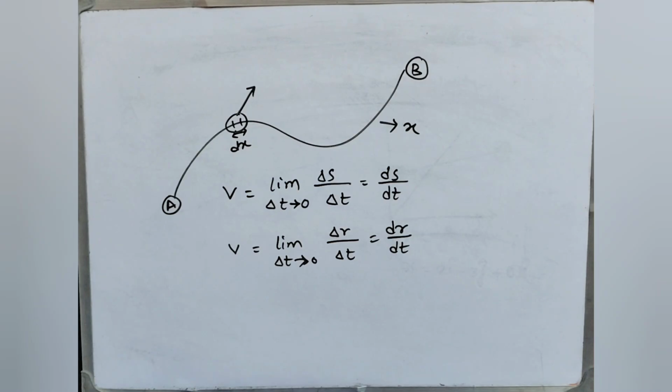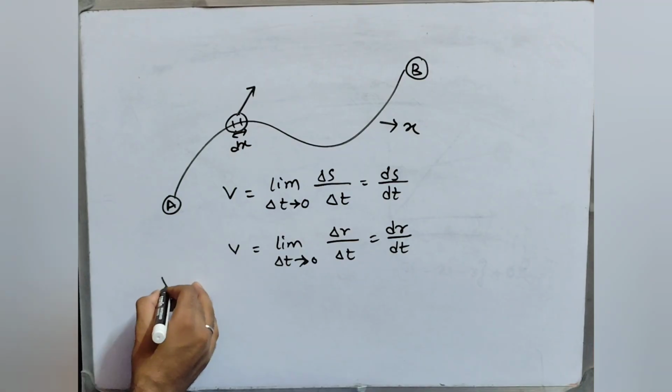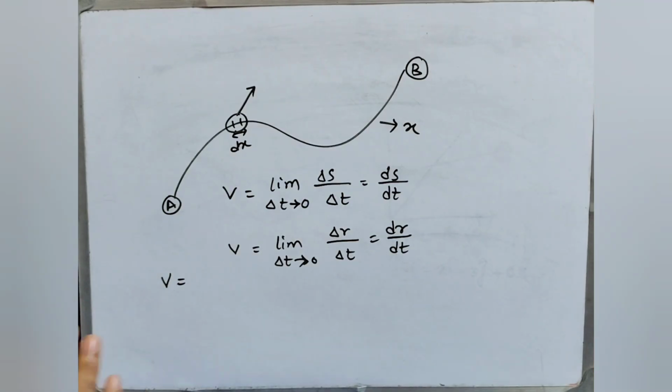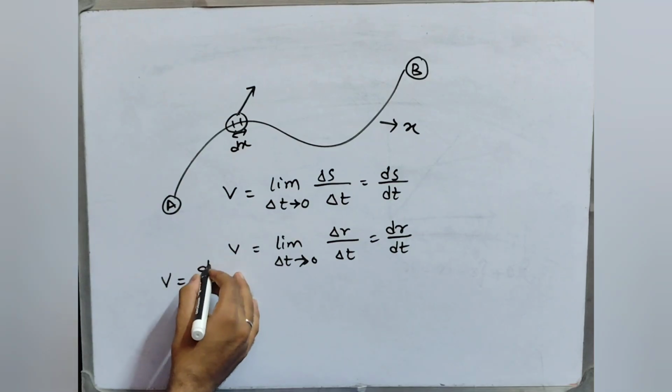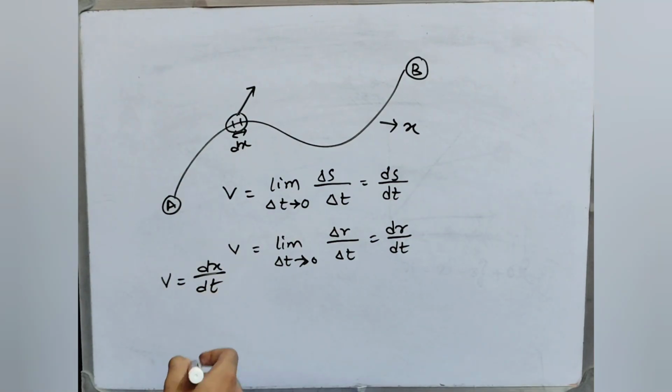You have to remember one thing: velocity is equal to dx by dt. That means x is a function of t, and you have to differentiate this function with respect to time and you will get the velocity. We know that velocity is a vector quantity and it has magnitude and direction. So if we take the modulus of velocity, we will get the speed.